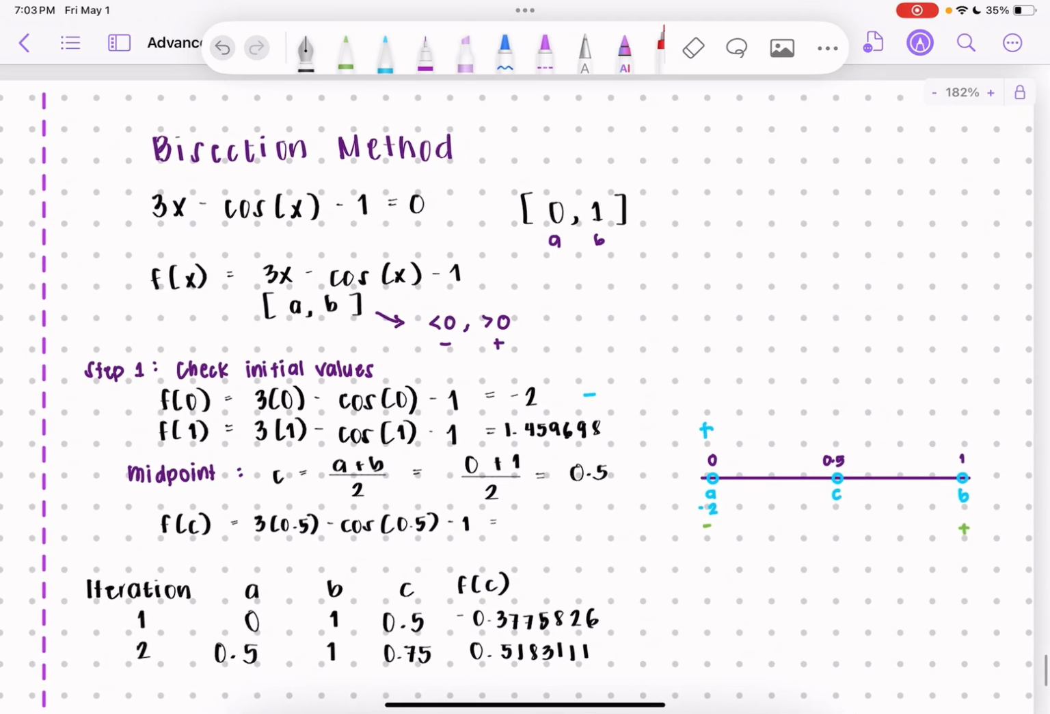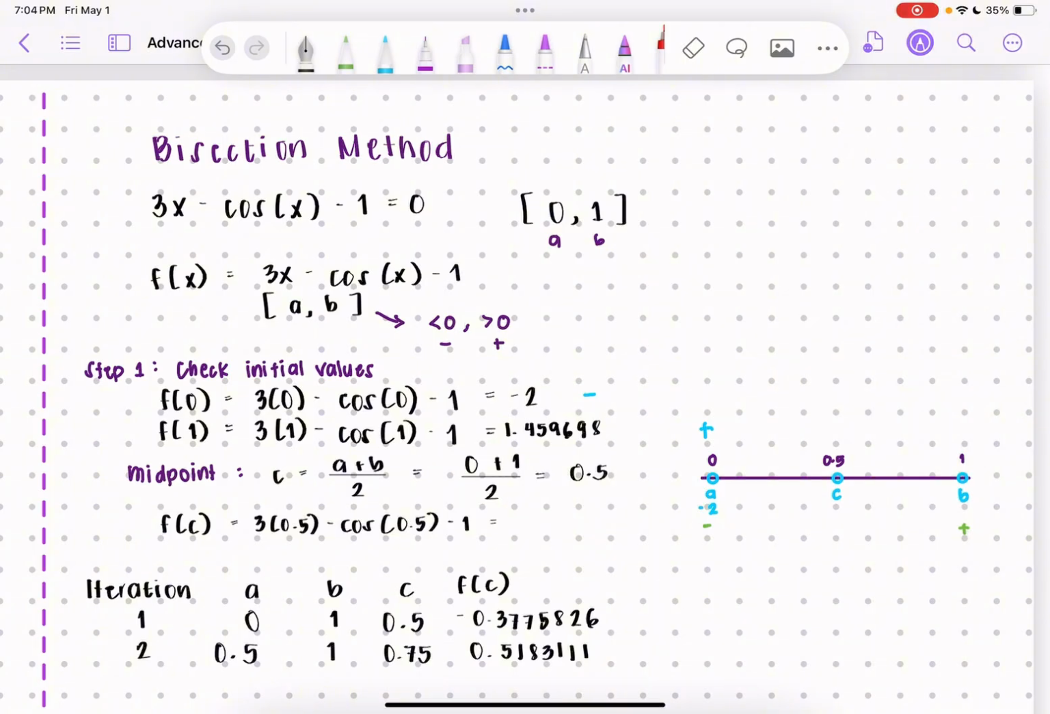For this method, unlike the previous method, we are given an interval. Now, in order to solve this, you're going to need two numbers, which will be our a and our b. When solving for their f of a and f of b, the answers must be opposite in sign. So the one must be negative and the other must be positive.